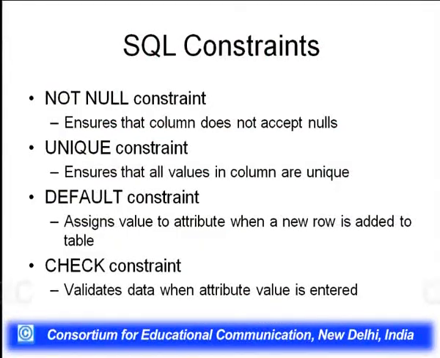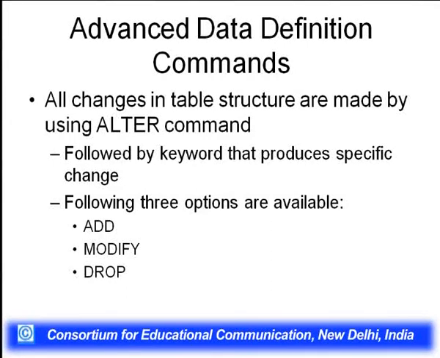The different SQL constraints that are used in case of attributes are: the not null constraint, which ensures that the column does not accept null values; the unique constraint, which ensures that all values in the column are unique; the default constraint, which assigns a default value to the attribute when the row is added; and check, which will validate the data when the attribute is added to it. So basically these are the different types of checks which you can apply to the data at the time of creation of the table.